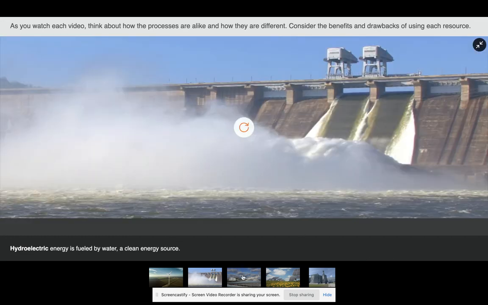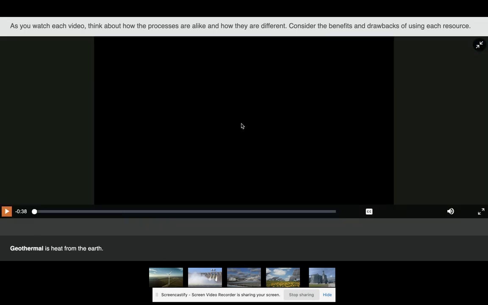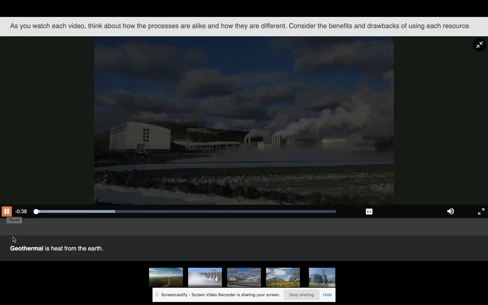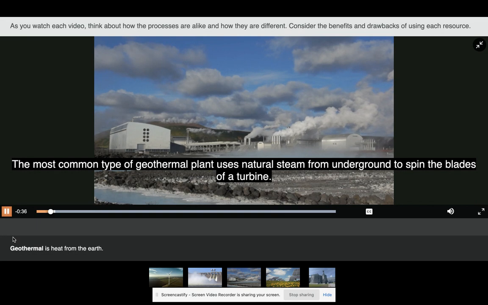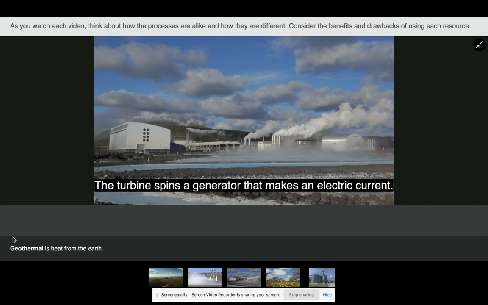All right, let's take a look at our next video. Geothermal is heat from the earth. The most common type of geothermal plant uses natural steam from underground to spin the blades of a turbine. The turbine spins a generator that makes an electric current.